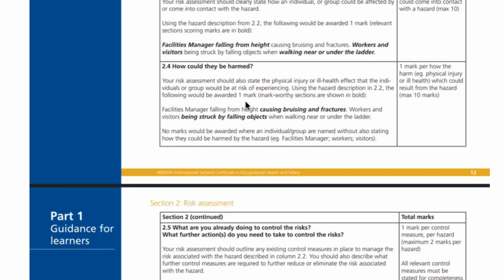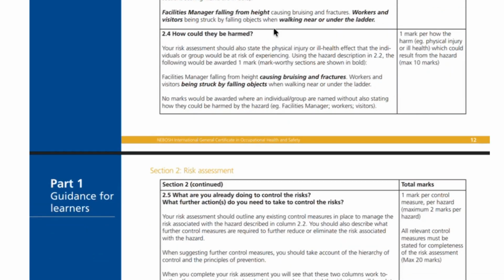Okay. Now going to the next one, 2.4, how they could be harmed. Here again, you have to clearly give a description of how the employees or the workers or visitors might be harmed. What activity they are doing. You write the hazardous event that is taking place, what they're actually doing, and how it could cause harm. For example, if you write facility manager falling from height, causing bruising and fractures, workers and visitors being struck by a falling object when walking near or under the ladder. So you have to give a clear picture of how it is going to cause harm.